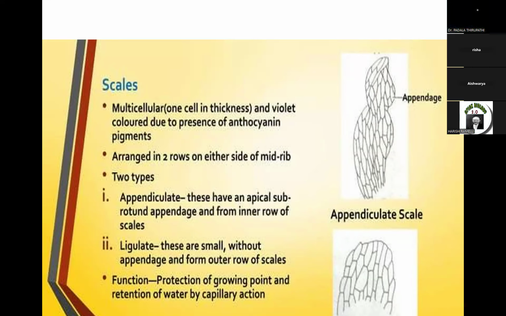Ligule means tongue-like. The lower diagram you're seeing is a ligulate. Tongue-like scales, these are. The upper one is appendiculate. Ligulate is small, without appendage, and forms the outer row of scales. Means at the center on the ventral side, in the midrib region, appendiculate scales. Beside that, on the outer side, ligulate scales are present.